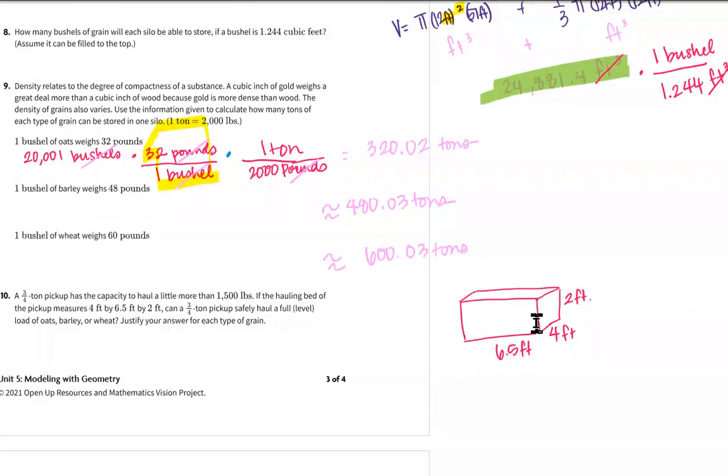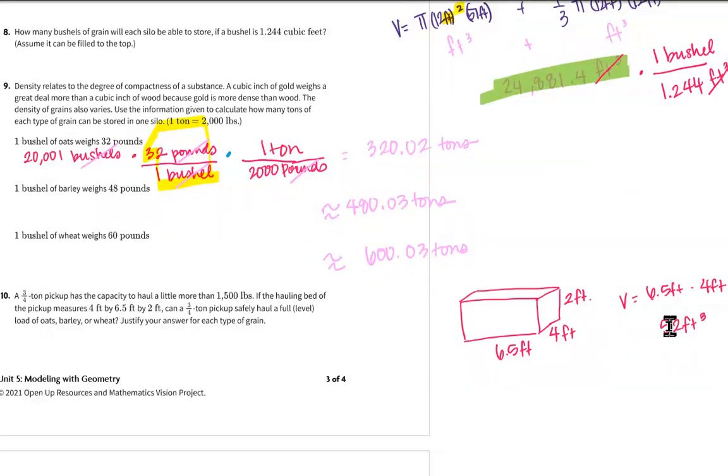So when I multiply these out, I get volume equals 6.5 feet by 4 feet by 2 feet. And let's see, that's 13 times 4 is 52. I think that's right. 13 times 4 is 52. Yeah. So this is 52 feet cubed. Okay, so this is how many feet cubed it is.